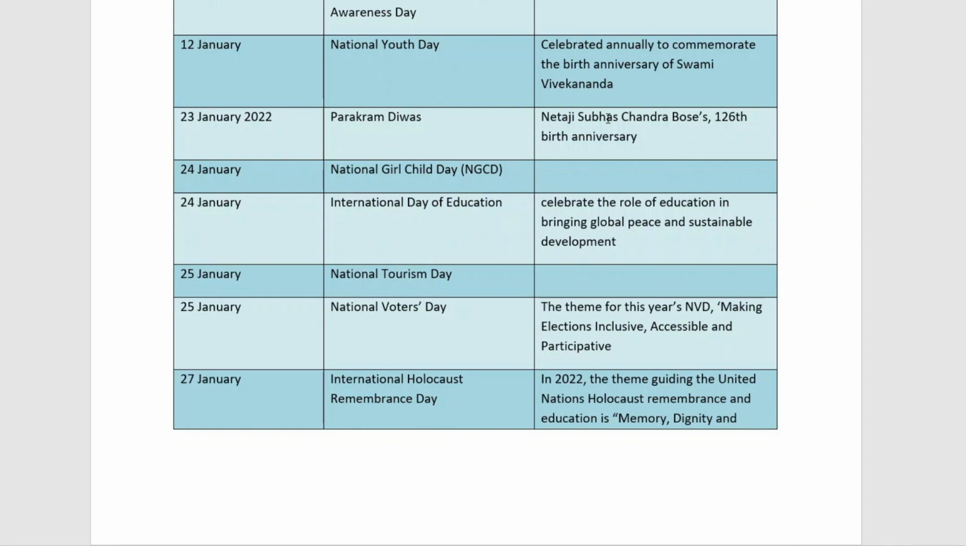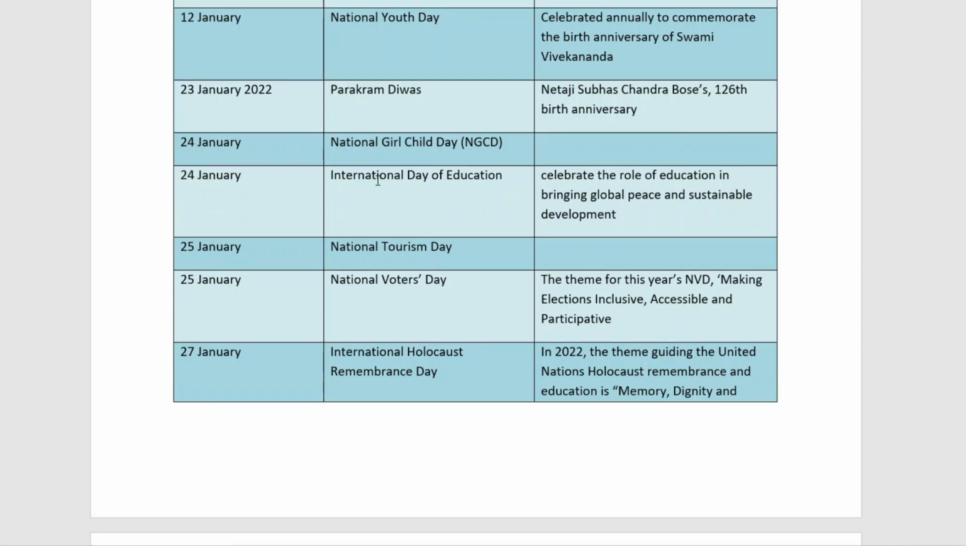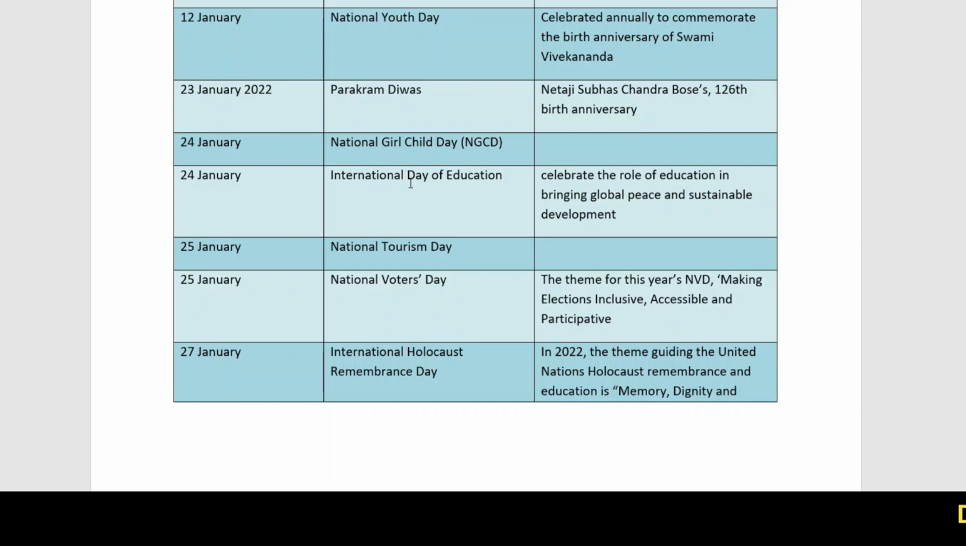The next important day is 24th January. We have two important days on 24th January. The first one is National Girl Child Day, and the second one is International Day of Education. These two important days are observed on a single day, that is 24th January every year. And the theme for International Day of Education is: Celebrate the role of education in bringing global peace and sustainable development.